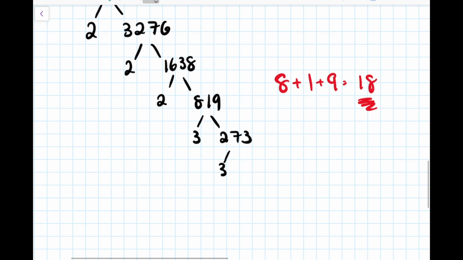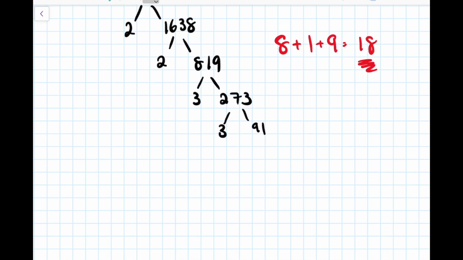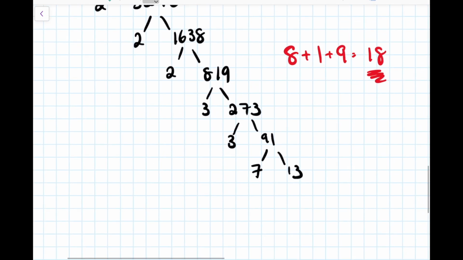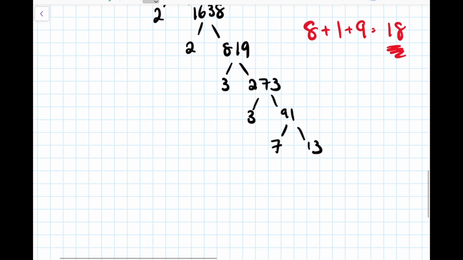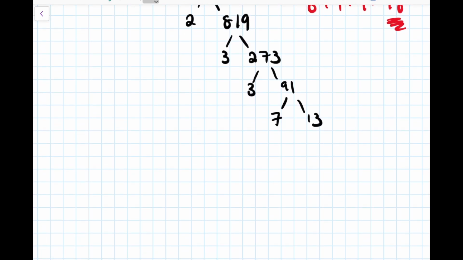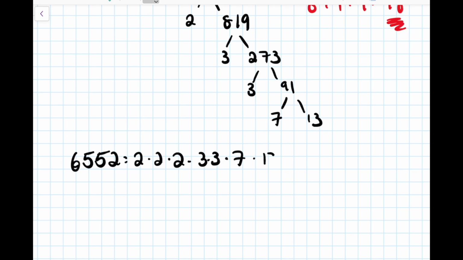We're going to divide that by 3 again, and we're going to get 91. That's not divisible by 3, but it is divisible by 7, and that's going to get me 13. And so those are all prime numbers. This was not the nicest tree in the world because the numbers were not all super recognizable. So we'll see a different method that might have worked a little bit better for this one in a sec. So we end up with 6,552 equals a few 2s, a couple of 3s, a 7, and a 13. Or if we condense that a little bit, 2 cubed times 3 squared times 7 times 13.